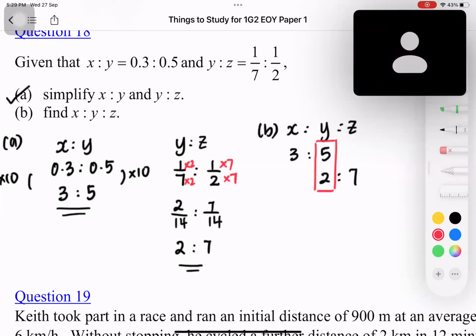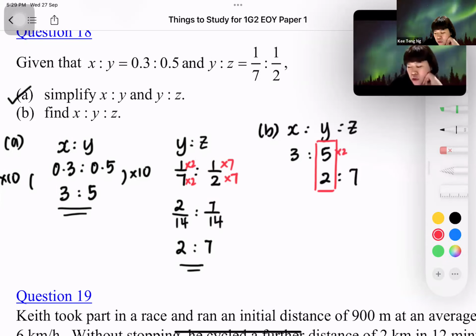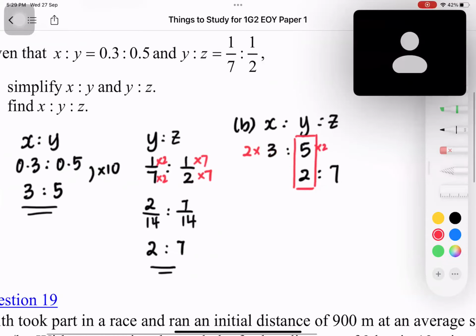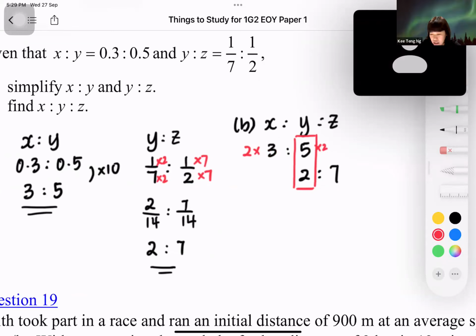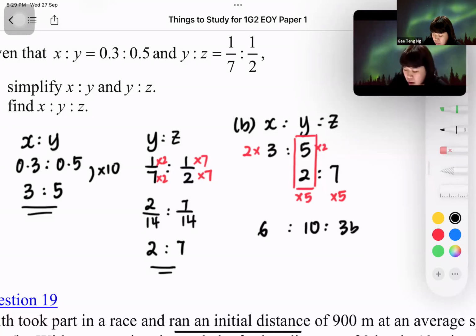The 5 and the 2, what's the LCM? Make them into the same number. What's the same number? Yes, thank you, Shakira. Times 2, here times 2 times 2. Then the one at the bottom will be? The x is here, I ask you the one at the bottom. 2 is to 7. 10. Then times how many? Times 5 times 5, right? So in that case, 6 is to 10 is to 7 times 5 is 35.